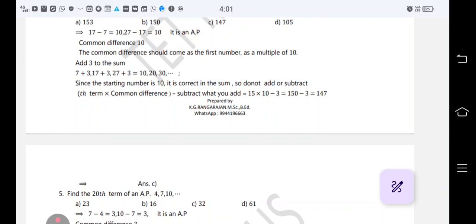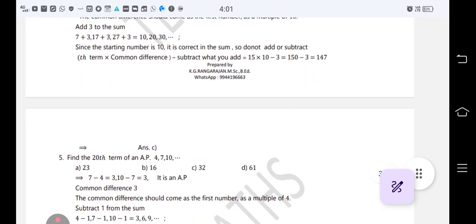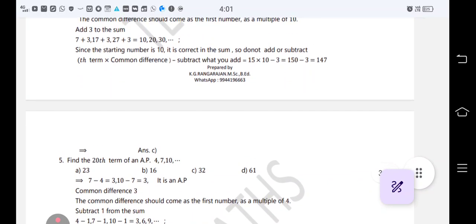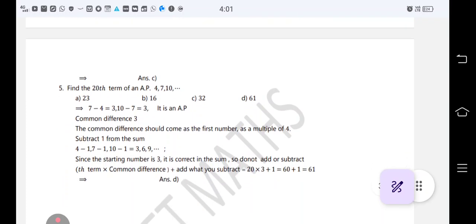The nth term into common difference, minus, subtract what you added. That is, the nth term is 15 here. Therefore, 15 into 10 minus 3. 15 into 10 is 150, add a 0. That is 150 minus 3. 150 minus 3 equals 147. What should the answer be? C, correct. That is the answer. C is 147.